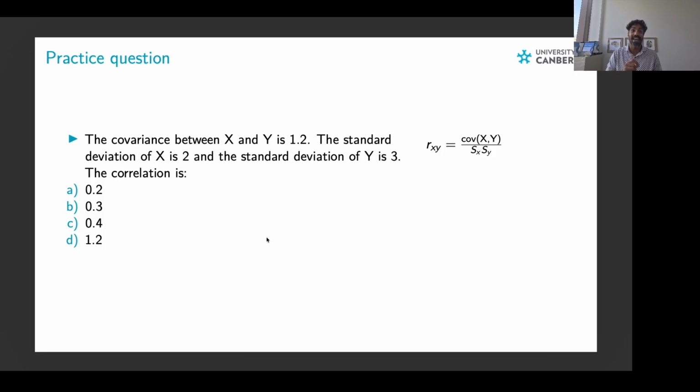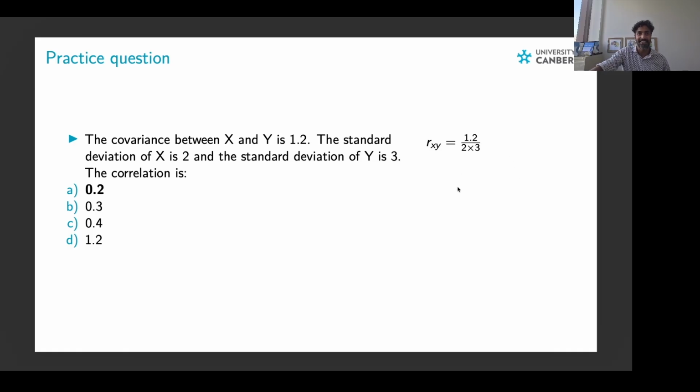So the covariance between x and y is 1.2. The standard deviation of x is 2, and the standard deviation of y is 3. The correlation is what? And I've put the formula here to give you a bit of a sense. So pause the video, have a crack. Hopefully you're looking at this and saying, well, the covariance is 1.2, standard deviation of x is 2, y is 3, so 3 times 2 is 6. So it's 1.2 over 6, which should give us 0.2. So that's what we see there, and I've done the maths for you as well as a bit of a helping hand.